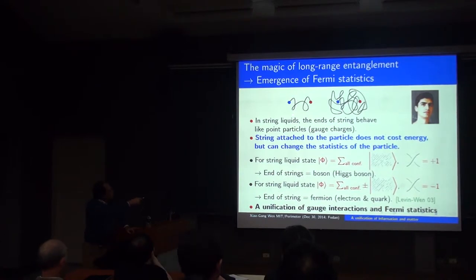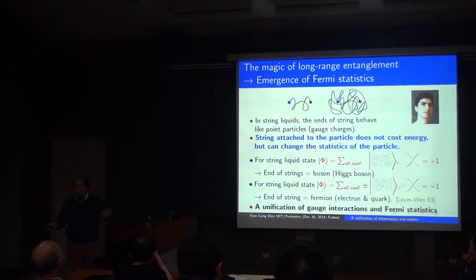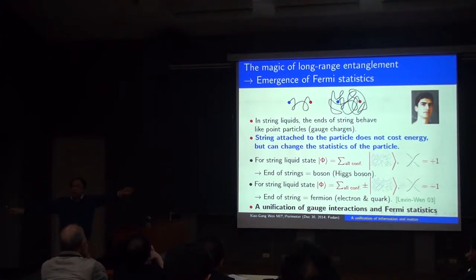Then the middle part of the open string kind of merges with this background loop liquid. So it's hard to see whether this string is part of an open string or part of a closed loop. What I'm trying to say is that when the open string is inside the loop liquid, the middle part costs no energy. Only the two ends look different. So only the two ends cost energy.